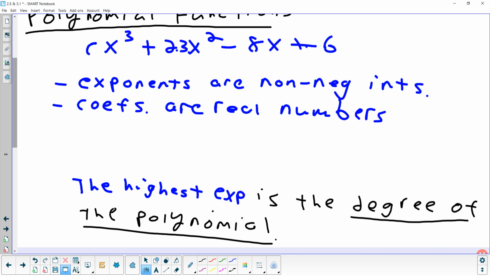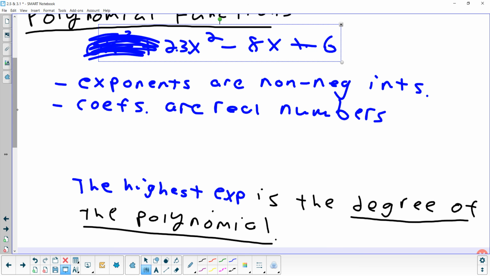Now, what if I did this? 0 times x cubed. What would be my degree now, Chris? It would be the 2. When you multiply something by 0, you might as well just erase it. It's not even there anymore. So now the highest exponent is really a 2. So just make sure they didn't do something tricky and multiply by like a 0 in front.